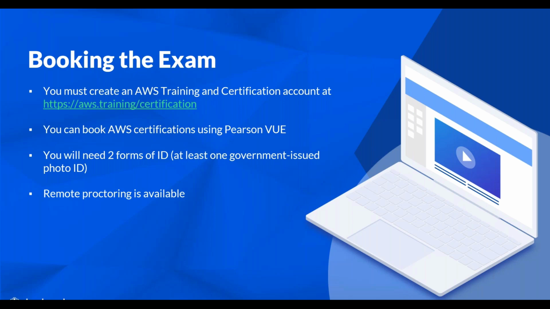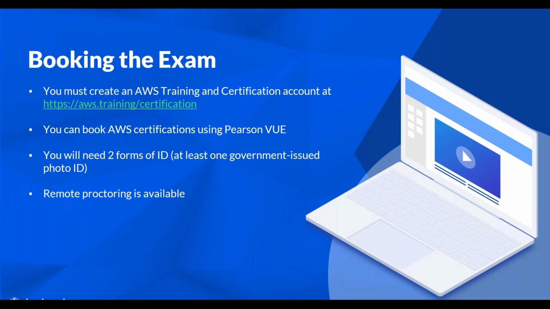To do that, you go to aws.training/certification. As of the beginning of 2023, you now are forced to use Pearson VUE as the proctor for the exam. So you can either do that at a test center or via remote proctoring, which we'll talk a little bit more about in a second.